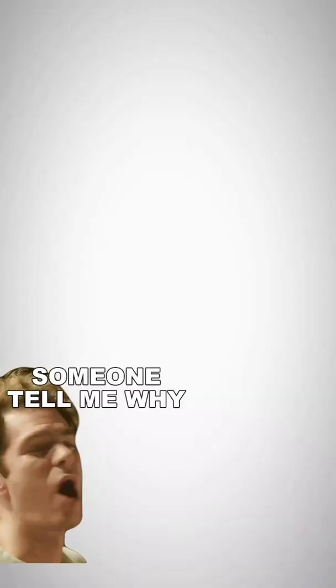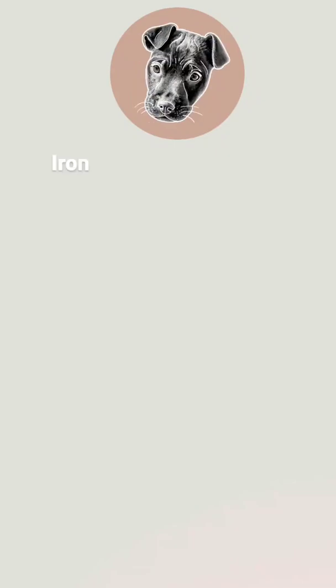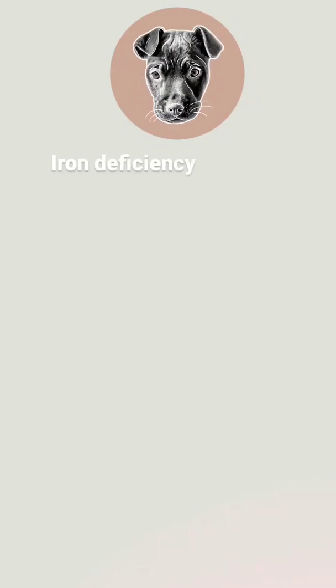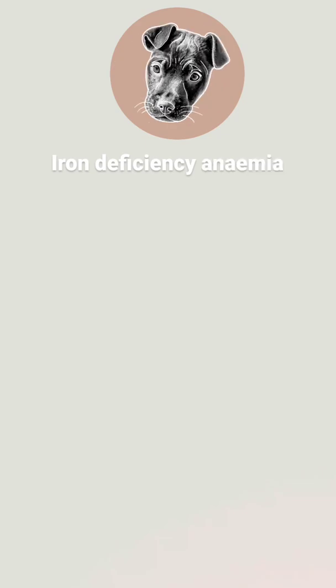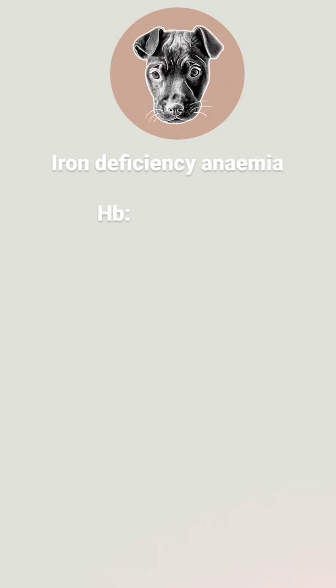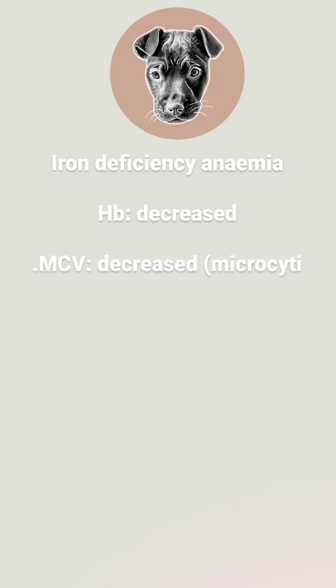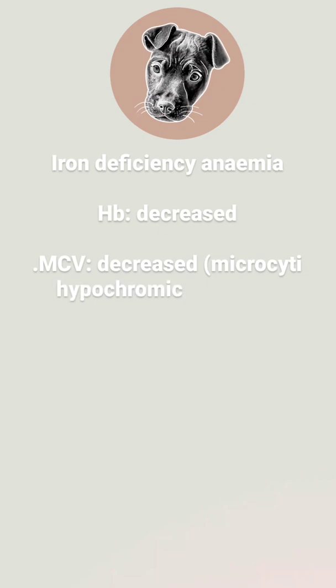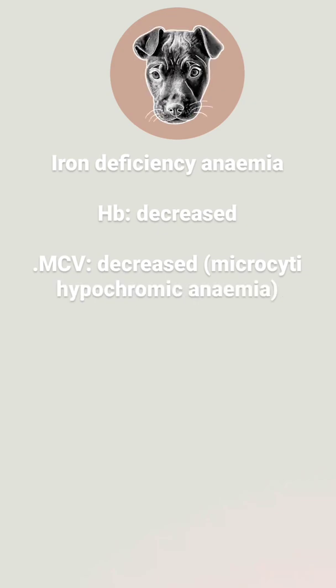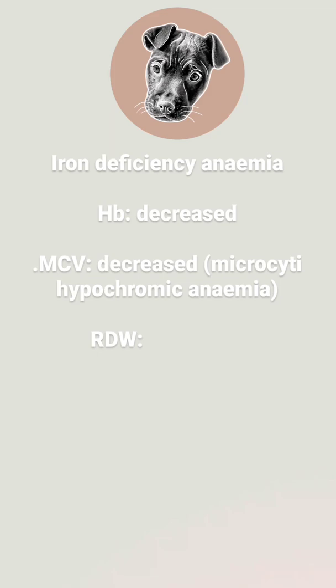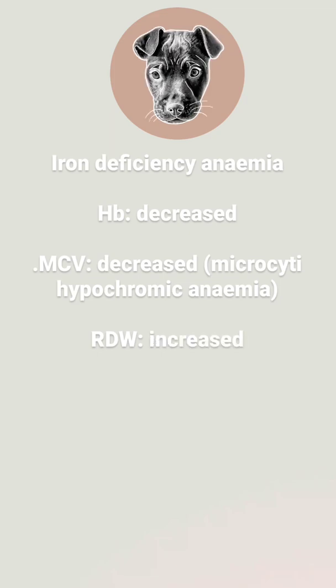So how will you interpret the CBC? See, if there is iron deficiency anemia, hemoglobin will be decreased, MCV will be decreased, that is, the peripheral smear will come with the report of microcytic hypochromic anemia. Then RDW will be increased, platelet count will be slightly increased, total count will be normal, and RBC count will be decreased.